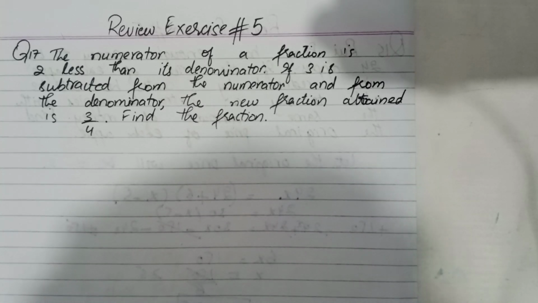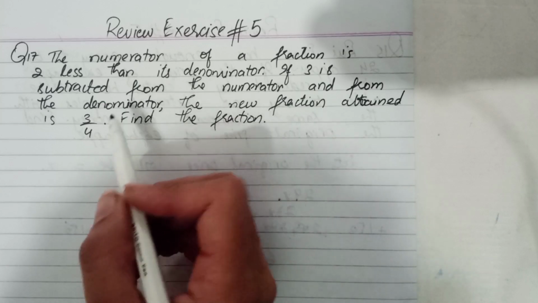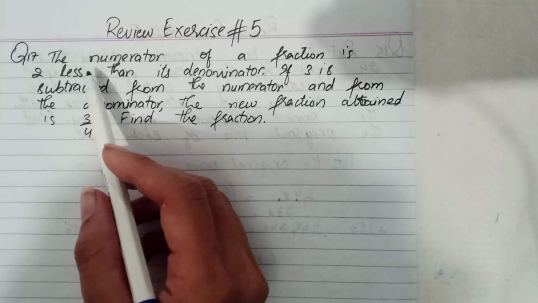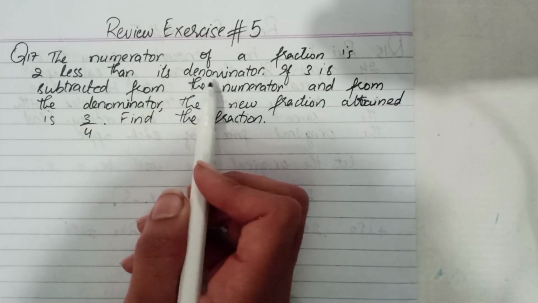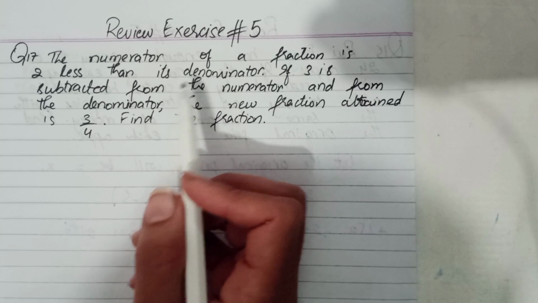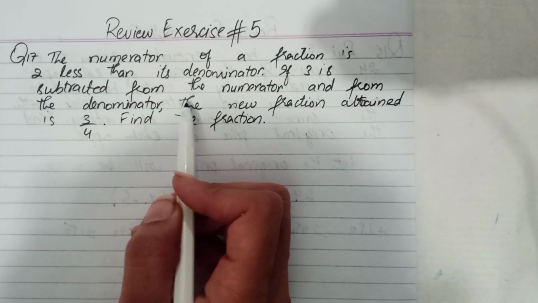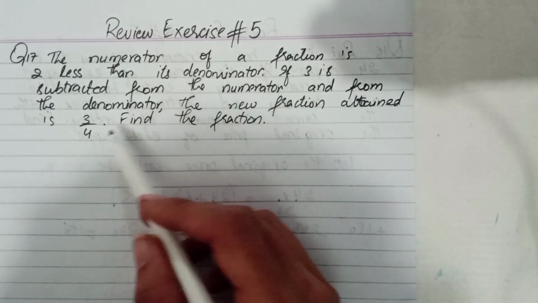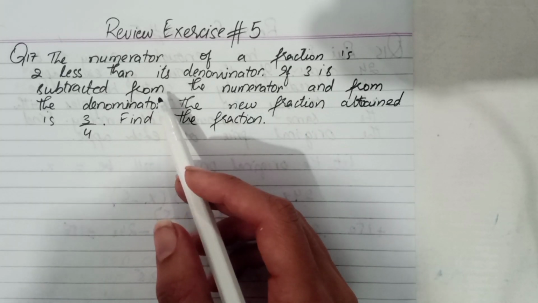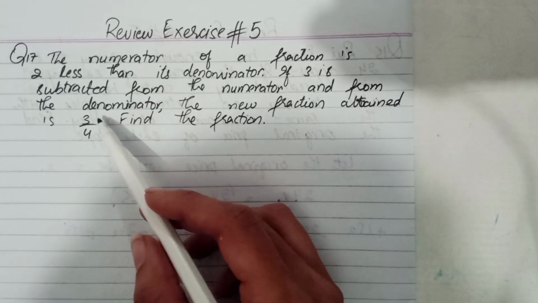If 3 is subtracted from the numerator and from the denominator, the new fraction obtained is 3 by 4. Find the fractions. We have to find the fraction, and the situation given to us is that the numerator of a fraction is 2 less than the denominator. It means we have to suppose the denominator, then subtract 2, and if 3 is subtracted from both the numerator and the denominator, this value is equal to 3 by 4.